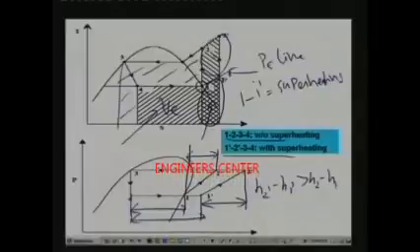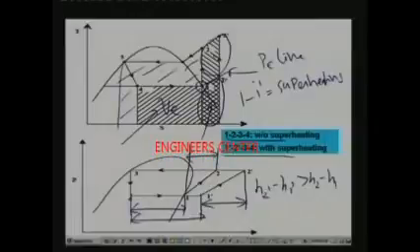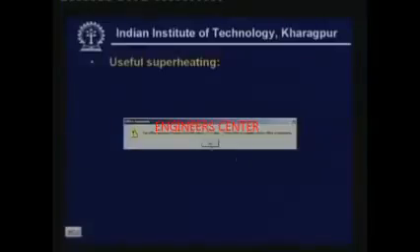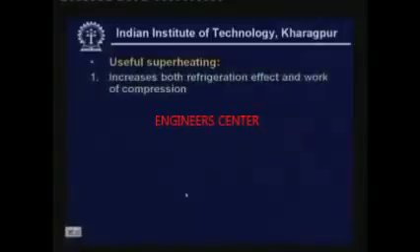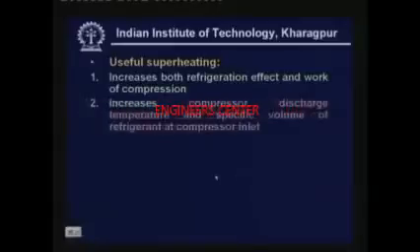Okay, so we have one positive effect, that is we are getting higher refrigeration effect, and one negative effect, that is higher work input. So ultimately, whether it is good for the performance or not, let us see that. Okay, so first let me summarize what I have discussed. Useful superheating increases both refrigeration effect and work of compression.